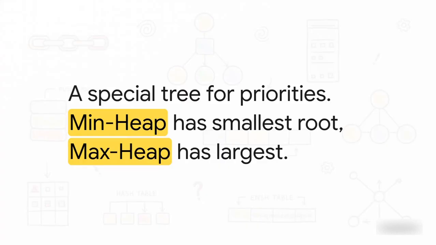Now, a heap is just a highly specialized type of tree, and it's used specifically for managing priorities. In a min heap, the absolute smallest element is always kept right at the root so it can be grabbed instantly. In a max heap, you guessed it, the largest element sits right at the root. When your computer needs to quickly schedule urgent tasks or rapidly pull the largest or smallest element out of a massive dataset, it builds a heap.